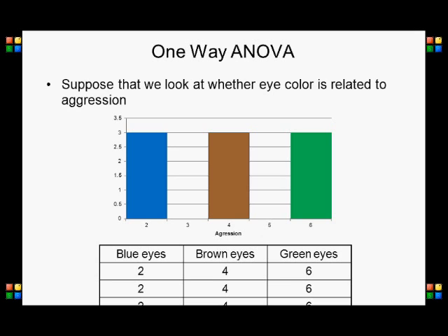What I see when I look at this, you can't really see it on the screen, but I'll fix that in a minute, is that the blue-eyed people all have an aggression value of 2. Everyone who has brown eyes has an aggression value of 4, and everyone with green eyes has an aggression level of 6.